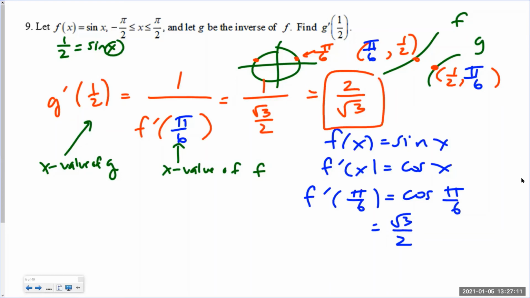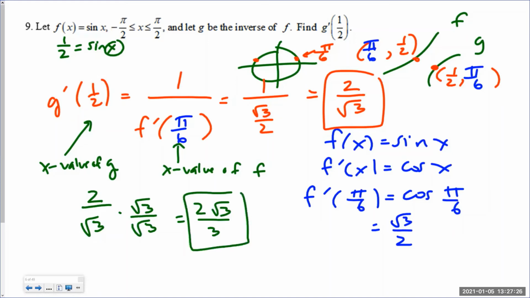And if you wanted to rationalize it, if this were a free response question, you can leave it like this. If it were a multiple choice question, the answer might be rationalized. So what you need to do is multiply by square root of 3 over 3, and that would be the rationalized answer if it were multiple choice.